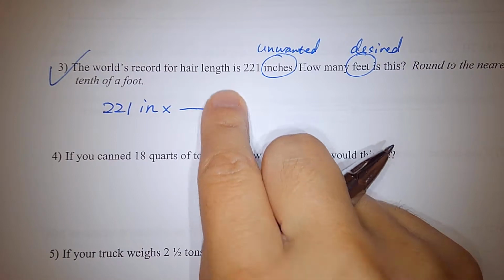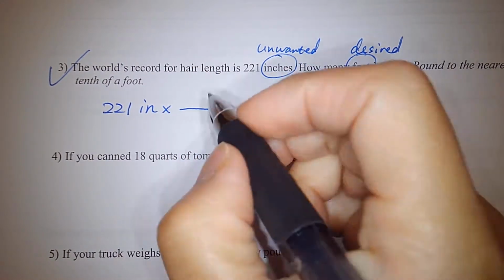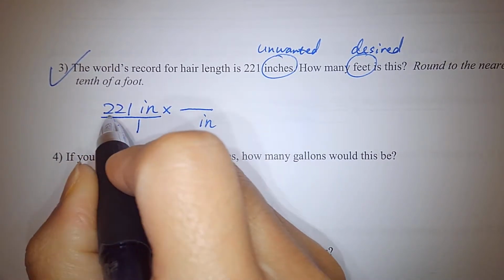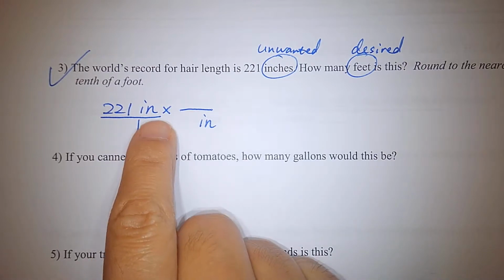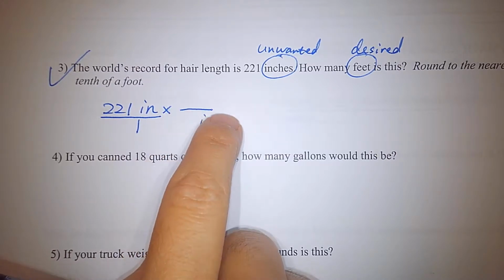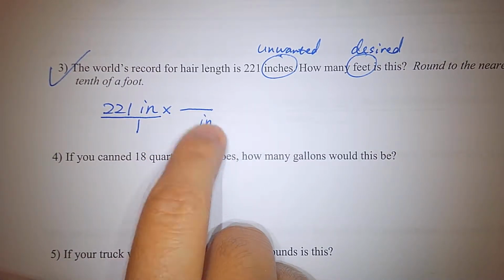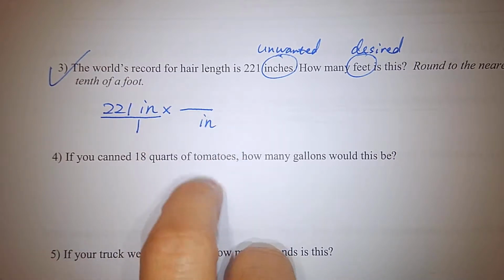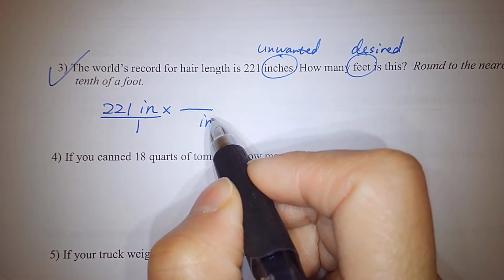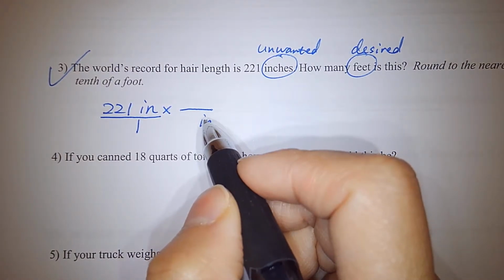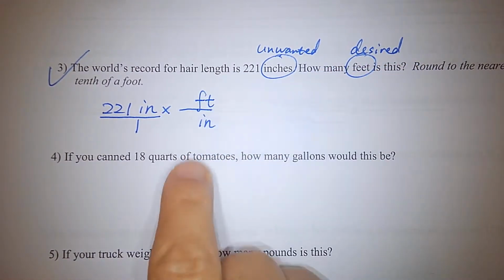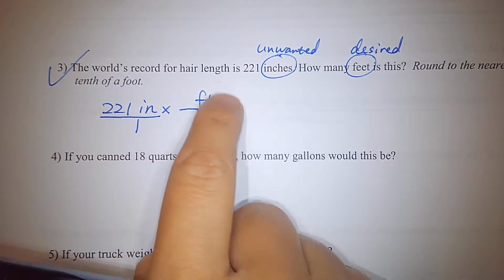So how to set up this identity ratio, everyone? This 221 inches can be written as 221 inches per 1. In order to get rid of the unwanted inch, we are going to put this unit on the bottom of the identity ratio. You agree with that? Why? Because later this inch and inch can be cancelled out, so the unwanted one will be gone. What is the desired unit, which is feet? We put the desired unit on the top of the identity ratio.